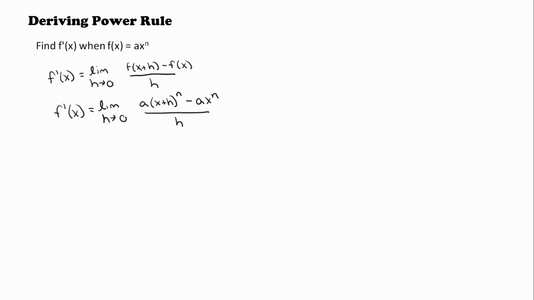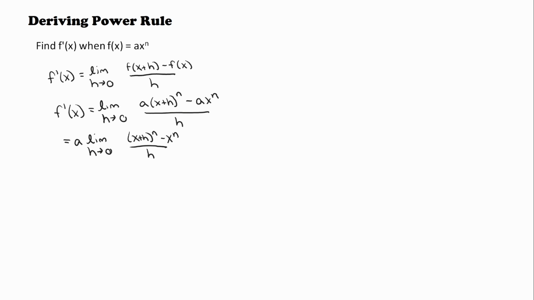In order for us to actually solve for f prime of x, we need to evaluate this limit, and we need some way to cancel out the h in the denominator so we don't ever divide by 0. So we can factor our a out in front. I'm going to get rid of the f of x and just say this is equal to a times the limit of h going to 0 of x plus h to the n minus x to the n, divided by h.